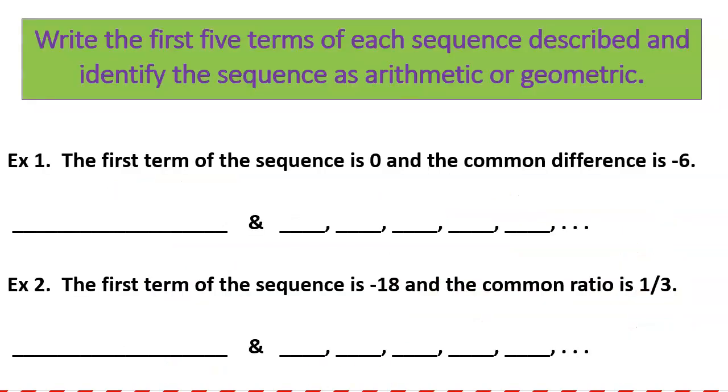All right. Next example, write the first 5 terms of each sequence described and identify the sequence as arithmetic or geometric. For this one, we'll do example 1 together, and then you try example 2. So example 1, the first term of the sequence is 0, and the common difference is -6. Common difference tells me this is arithmetic.